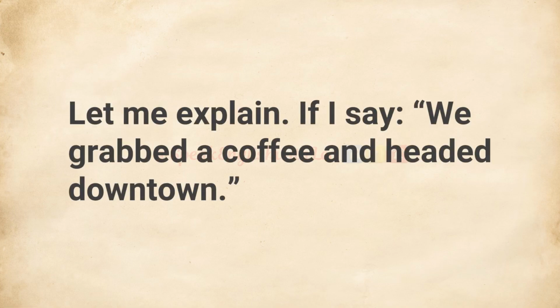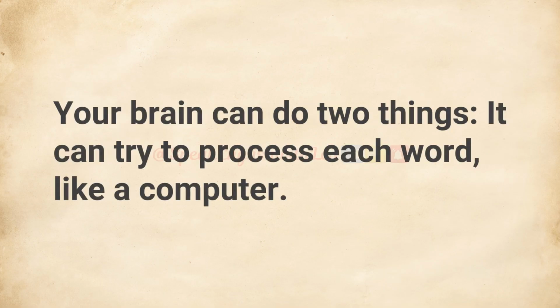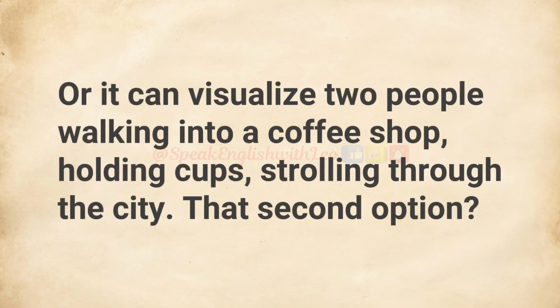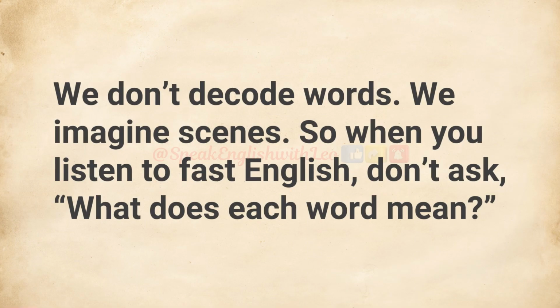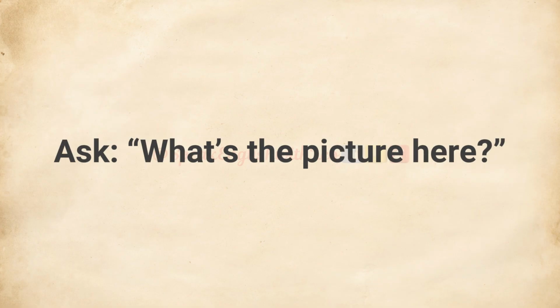Let me explain. If I say, we grabbed a coffee and headed downtown, your brain can do 2 things. It can try to process each word like a computer, or it can visualize 2 people walking into a coffee shop, holding cups, strolling through the city. That second option, that's what native speakers do. We don't decode words, we imagine scenes. So when you listen to fast English, don't ask, what does each word mean? Ask, what's the picture here?